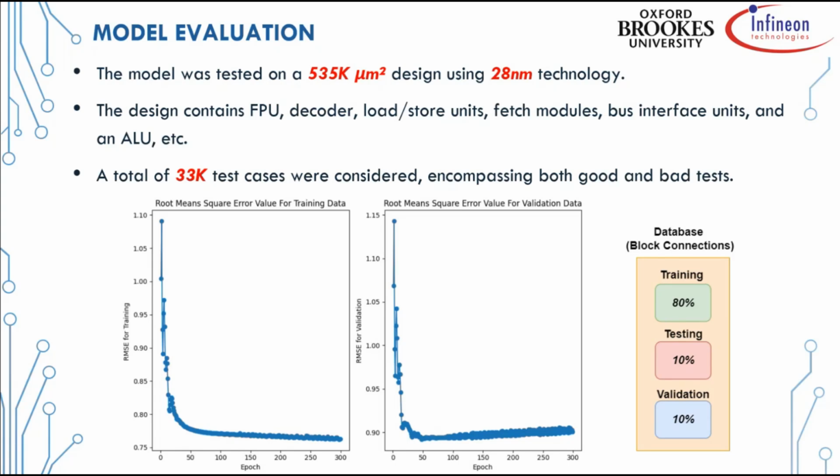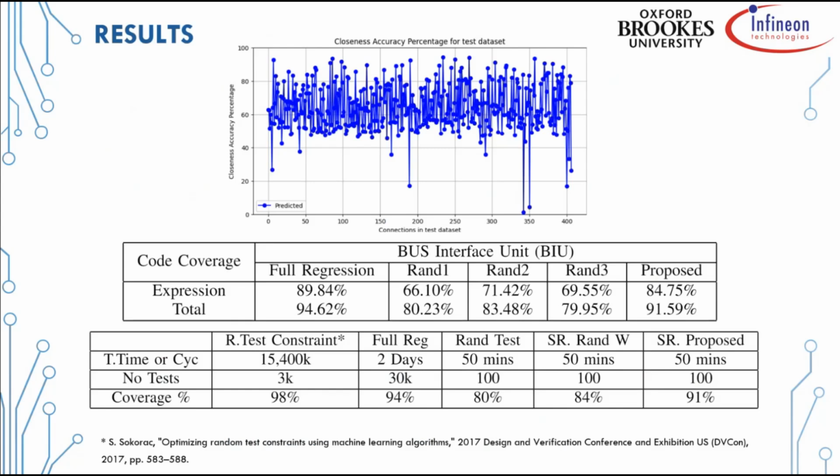The graph you see here shows the training losses for both the training data set and the validation set. As you can see, the error from the predictions is lower towards the end of the repetitions, which is at 300 epochs. Right, so here are some results. To check prediction accuracies, we compared the predicted and the actual connection weights, averaging at around 80% accuracy. And we used the block interface unit block, that's one of the blocks from the circuit we tested.